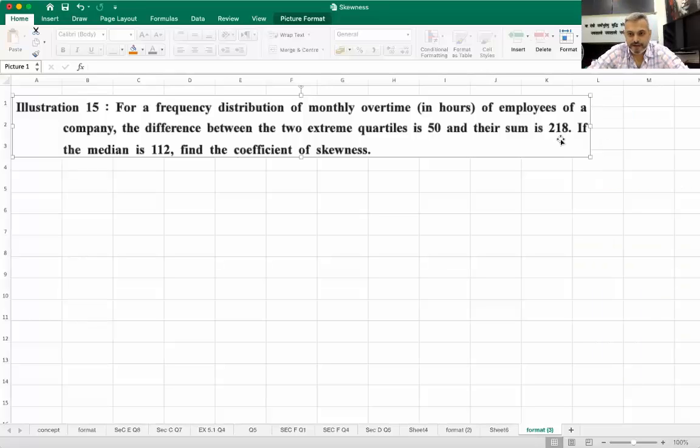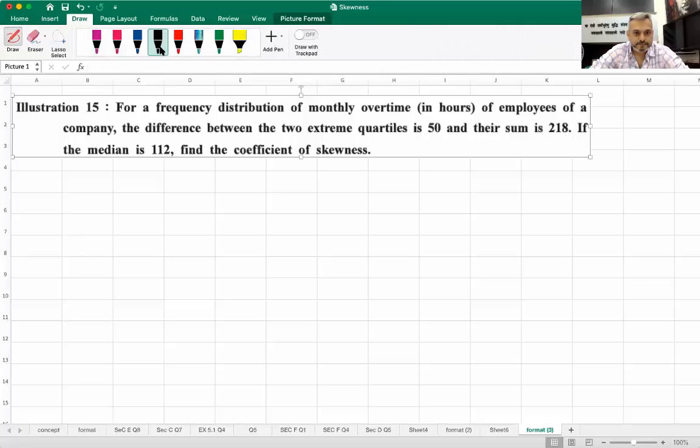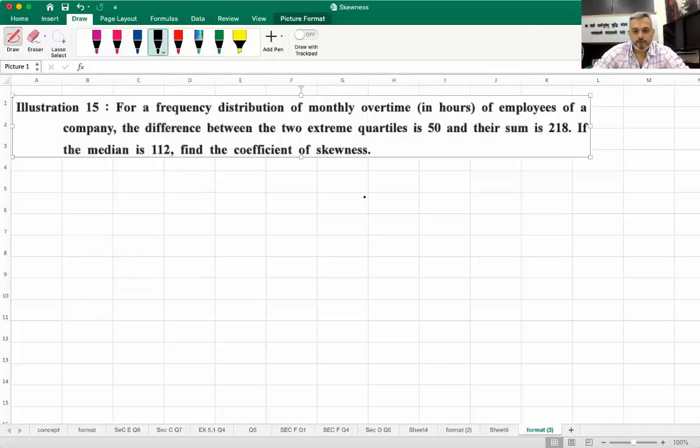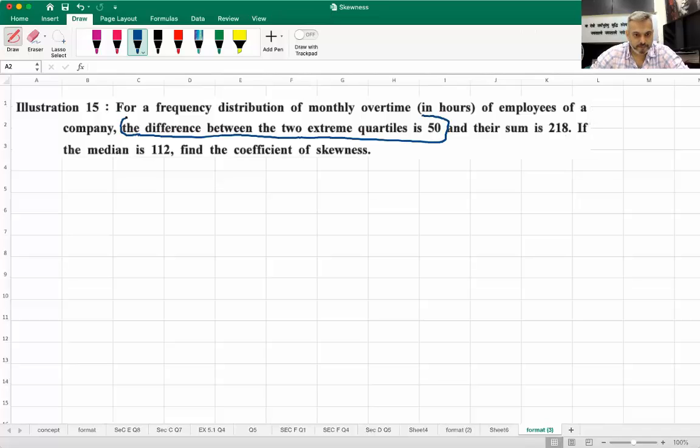So illustration 15, let's read the question. Now, for a frequency distribution of monthly overtime in hours of employees of a company, please pay attention: the difference between the two extreme quartiles is 50. So this is one part of the question. And their sum, that is, the total addition, is 218. If median is 112, find the coefficient of skewness.